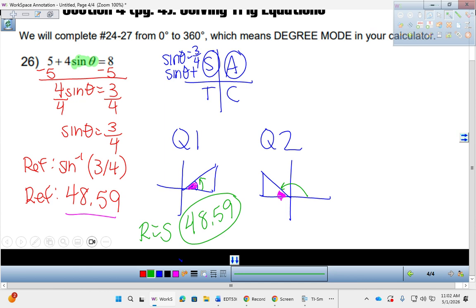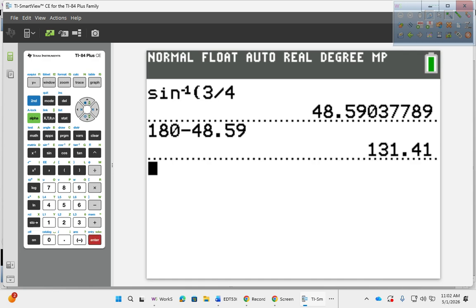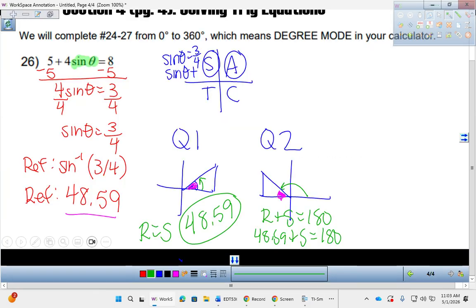In quadrant 2, I see that my pink angle plus my green angle make a half circle, which means together they're 180. And I know that this reference angle is 48.59. So I can subtract 48.59 from 180 to get this angle. So 180 minus the reference angle in quadrant 2, that's your rule, 131.41 is my second answer.